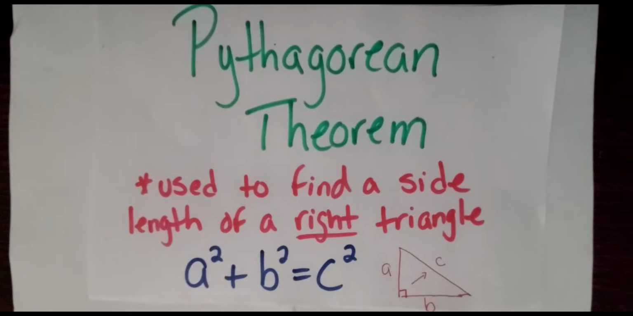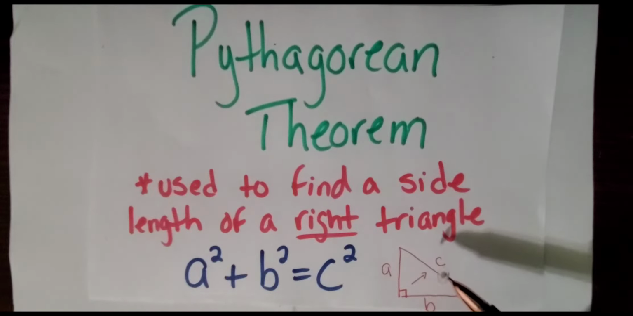Recall back in geometry that the Pythagorean theorem is used to find the missing side length of a right triangle. The Pythagorean theorem says that a squared, which is a leg, plus b squared, which is another leg, is equal to c squared, which is the hypotenuse.